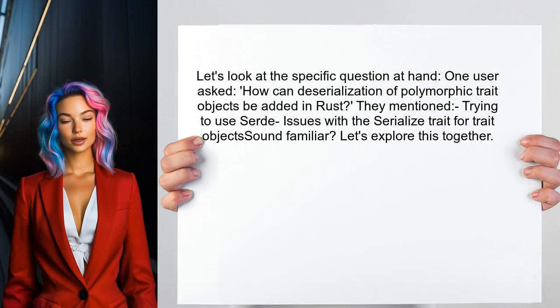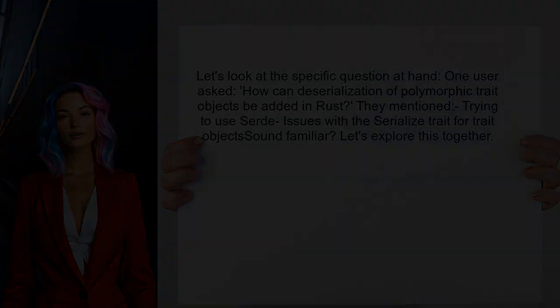Let's look at the specific question at hand. One user asked, how can deserialization of polymorphic trait objects be added in Rust? They mentioned trying to use Serde but ran into issues because the serialized trait can't be implemented for trait objects. Sound familiar? Let's explore this together.